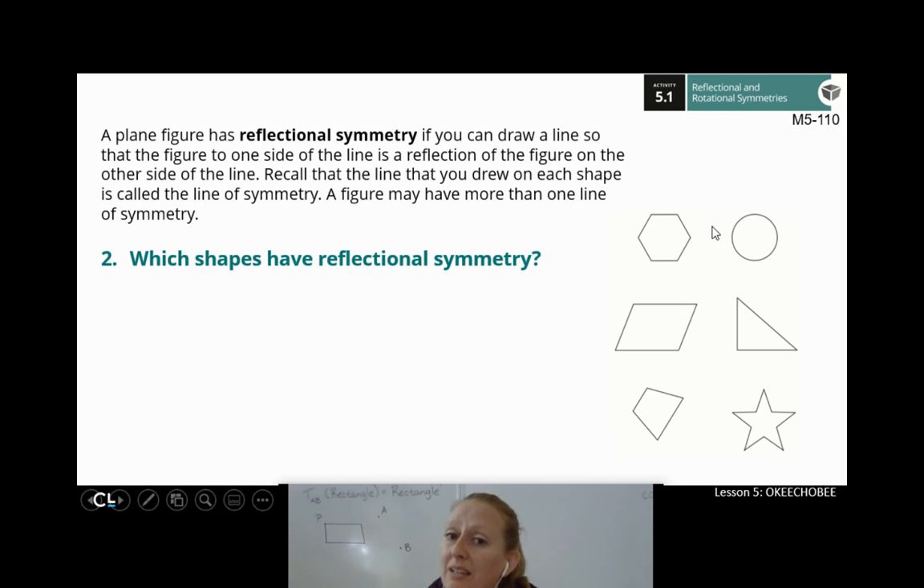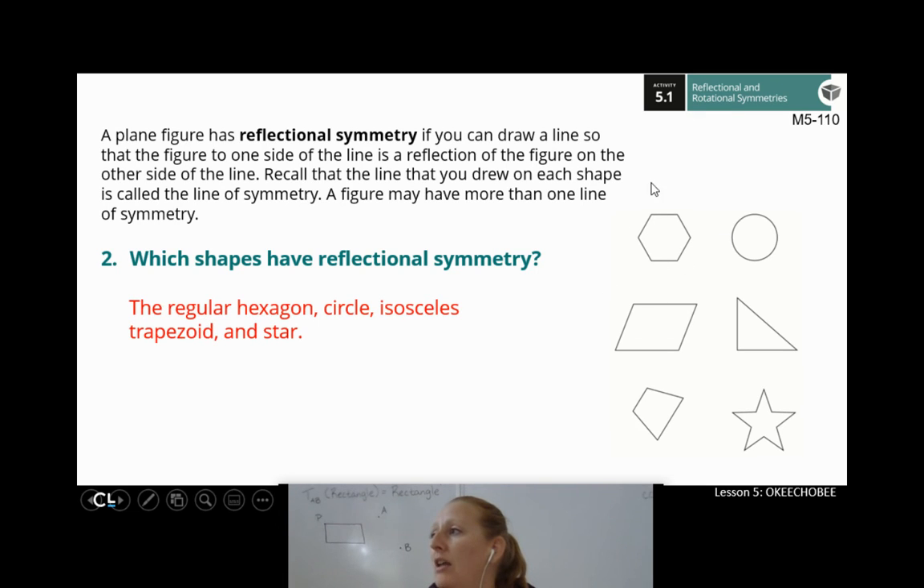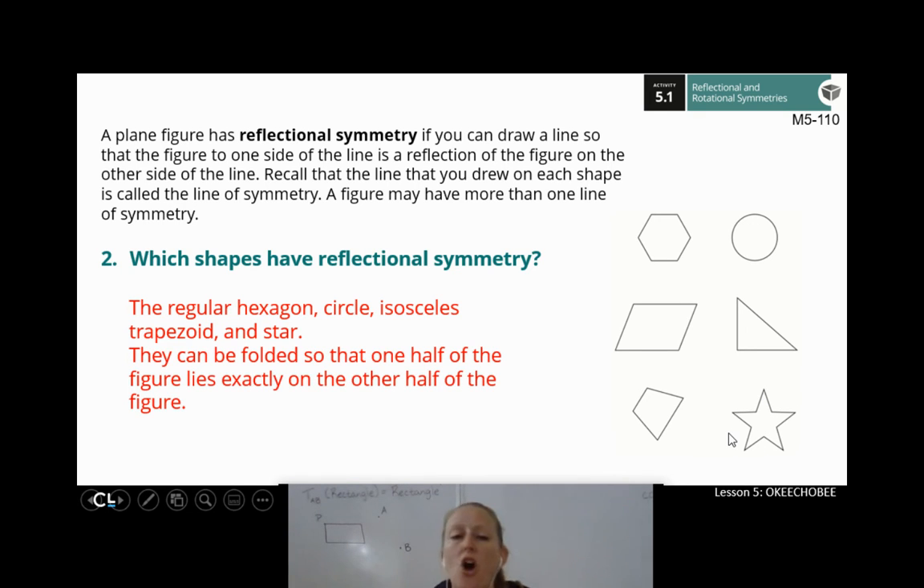So if you go back to the getting started activity, my regular hexagon, I can draw a line through it so that one side would be a reflection of the other. The circle, I could draw a line through it so that one side is a reflection of the other. The isosceles trapezoid, because those 2 sides are congruent, I can draw a line through it so that one side is a reflection of the other. And same thing with my star, right? I can draw a line through it that makes one side a reflection of the other. So they can all be folded so that one half of the figure lies exactly on the other half if you were to fold it on that line. So all of these have reflectional symmetry, sometimes called line symmetry.